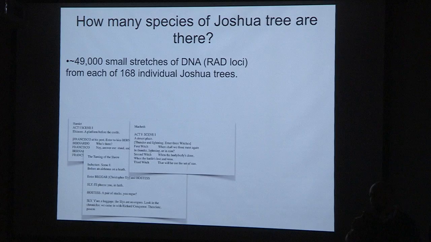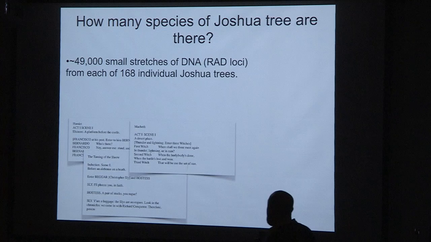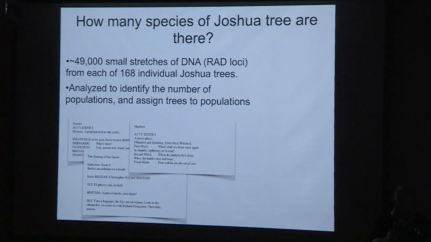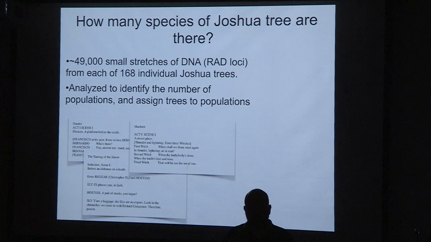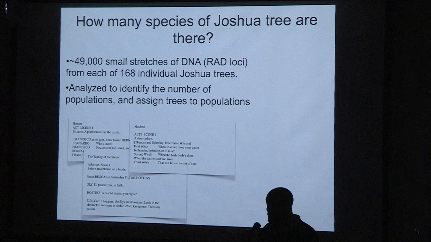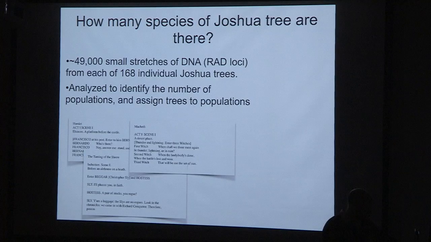Again, doesn't matter what that means. You can think about this as the act one, scene one of each section of Hamlet. We have about 49,000 genes. And we started out and we tried to ask the data, how many populations of Joshua trees are there? So we're gonna give you this data and we want you to organize it into some way so that each of these populations look like they go together. Try one population, try two, try three, and computer, tell us which one is best, which one looks to you like it makes the most sense.